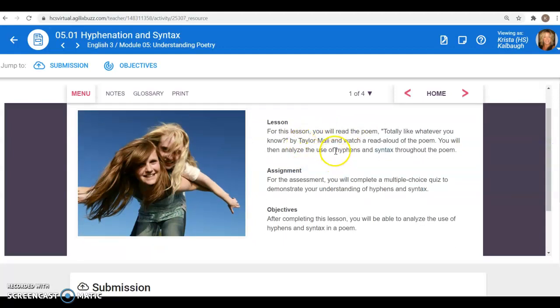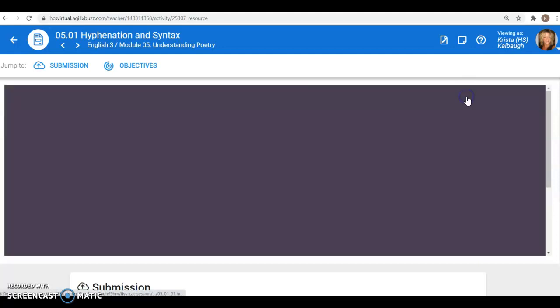You're going to take a look at the use of hyphens, which is a piece of punctuation, and then syntax. If you click on the blue, it tells us that syntax is the way in which words or phrases are put together to create meaning. So if you are looking at a sentence, the way that sentence is put together, that's called syntax. And for the assignment, you will have a multiple choice quiz. Make sure you go through this lesson first.